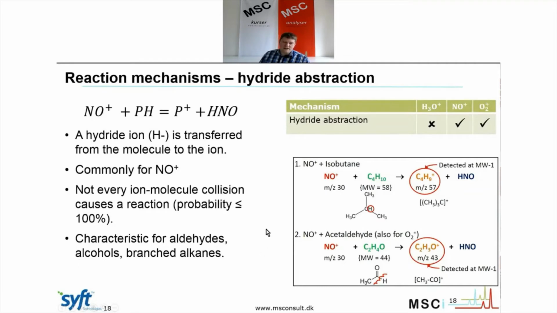Aldehydes and alcohols have easily accessible hydrogen that the NO+ can take, and the branched alkanes are good at stabilizing it when you take the hydride, for instance, the one shown here in isobutane. Then you have all these methyl groups that can stabilize it, and that makes it possible.